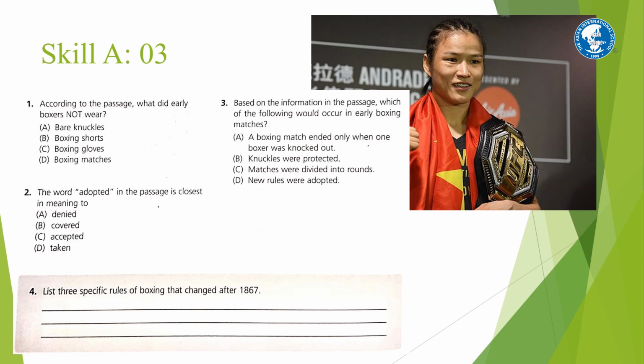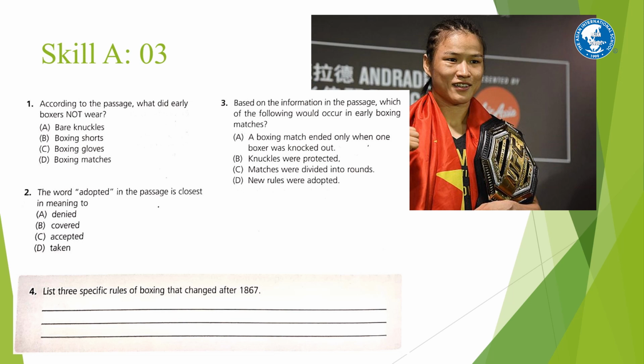Question 3. Based on the information in the passage, which of the following would occur in early boxing matches? Was it A, a boxing match ended only when one boxer was knocked out? Was it B, knuckles were protected? C, matches were divided into rounds? Or D, new rules were adopted? And that is A, a boxing match ended only when one boxer was knocked out.